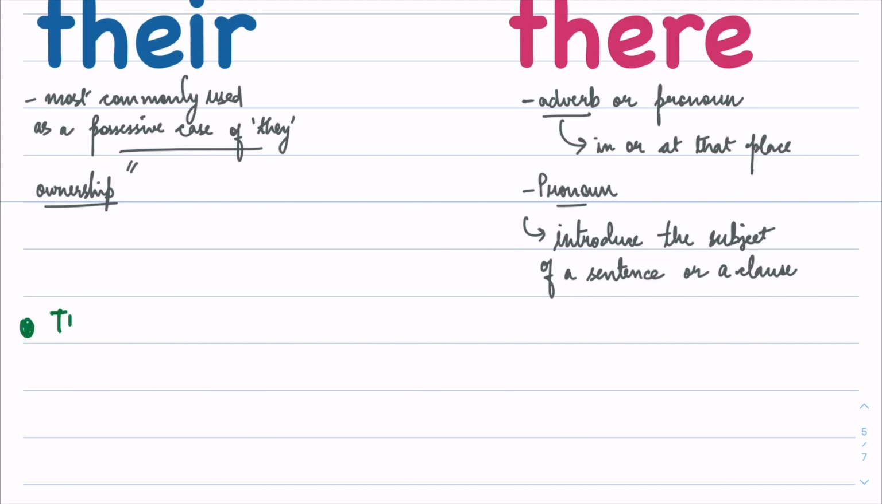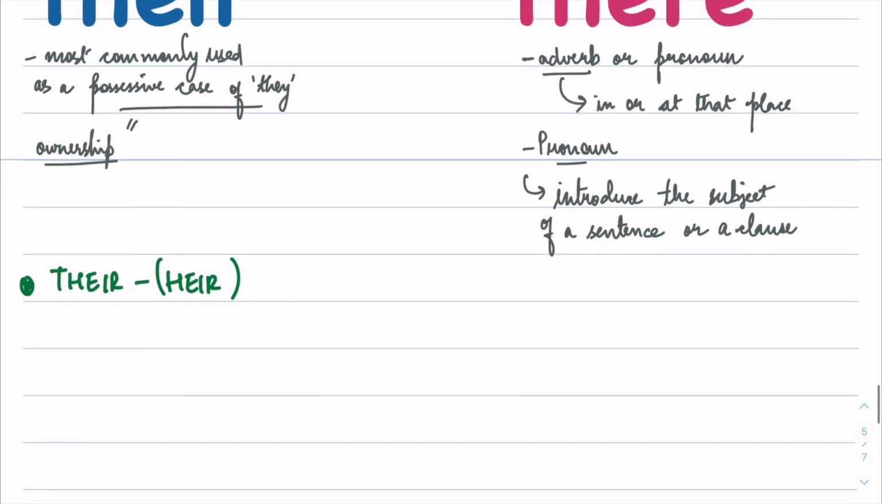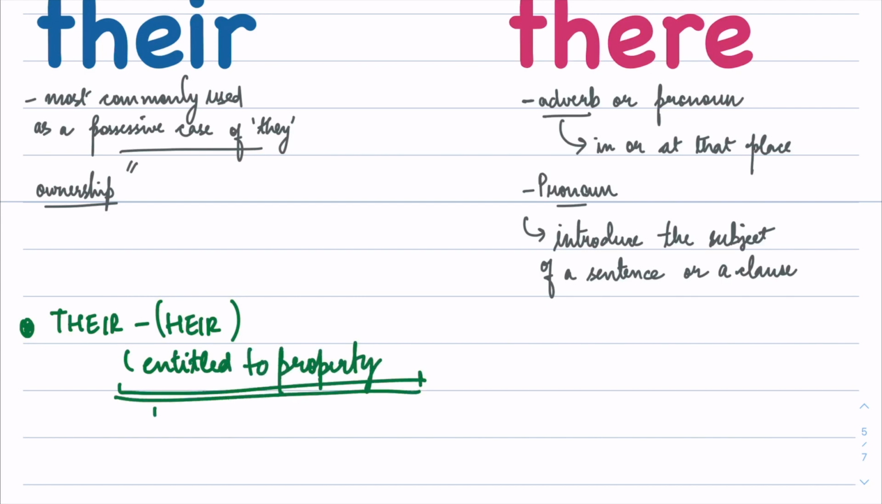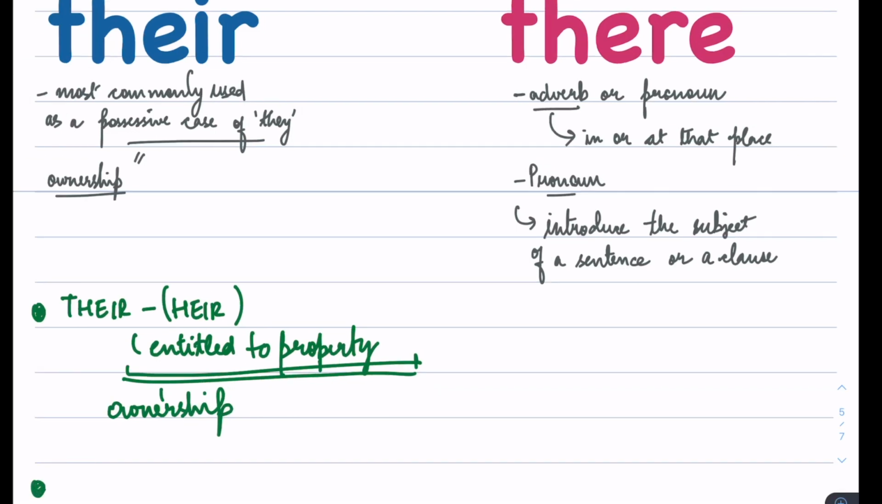There are a few helpful ways to remember these. For their with an EIR, one way is to derive the word heir by removing the alphabet D. It refers to a person legally entitled to the property of another on that person's death. This denotes ownership or possession. Another little test is to replace their with are. If the resulting sentence still makes sense, then the usage is most probably correct.